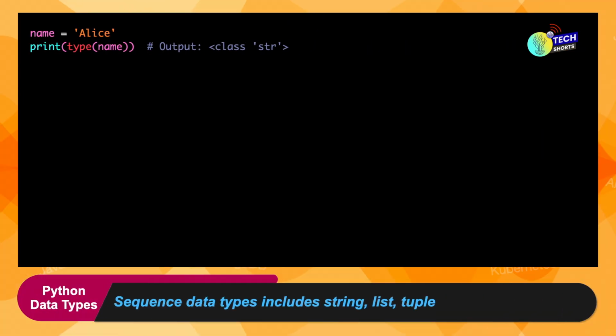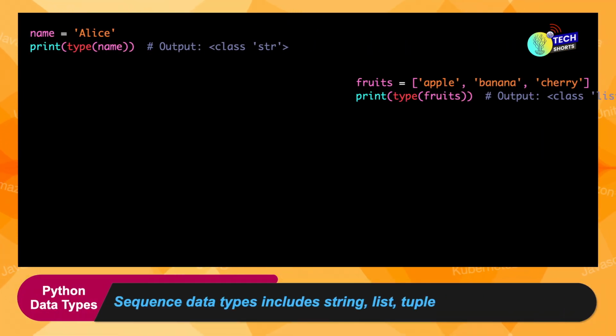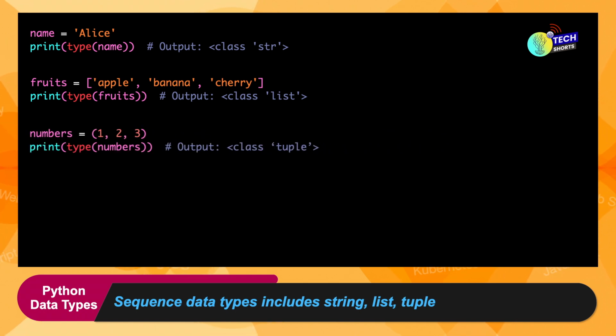Another data type is sequence, which includes string, list, tuple. String is used to represent strings or text. List is used to represent a collection of ordered items, which can be of different data types. Tuple is also used to represent a collection of ordered items, which can be of different data types. It's similar to list but is immutable, which means it cannot be changed.